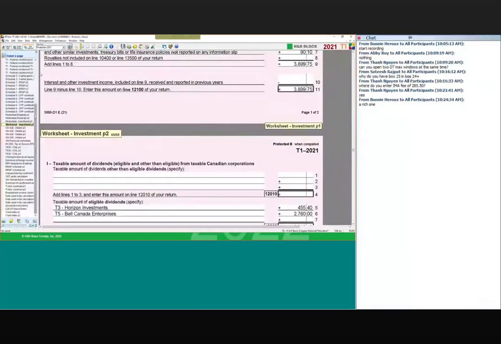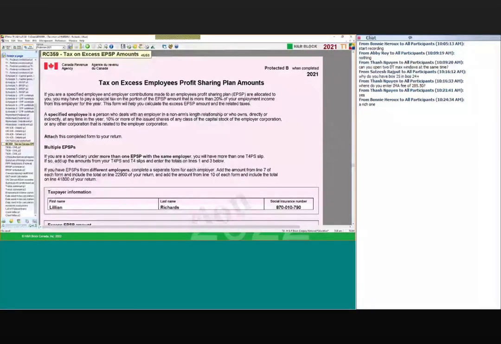And so what happens with the profit sharing is that, of course, it goes to the proper boxes, but it also creates a form called the RC359. So that's why they want us to show you that by us putting in this data entry, it brings up a form called the RC359, which is tax on excessive employee profit sharing plan amounts.